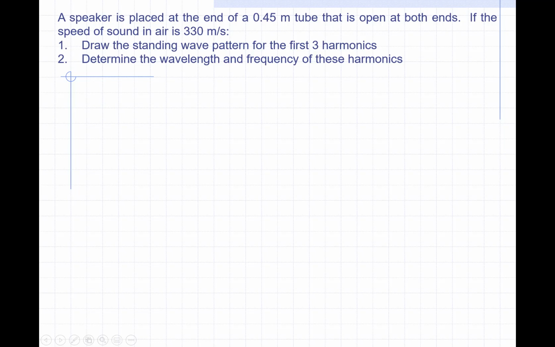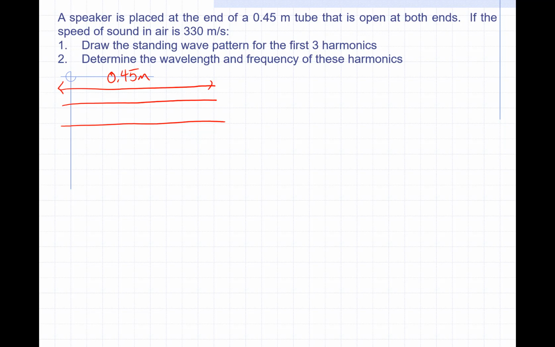Okay, question 3. A speaker is placed at the end of a 0.45 meter tube that is open at both ends. If the speed of sound in air is 330 meters per second, draw the standing wave pattern for the first 3 harmonics and determine the wavelength and frequency of these harmonics. So we have a tube. The length is 0.45 meters. And we want to find the first harmonics.